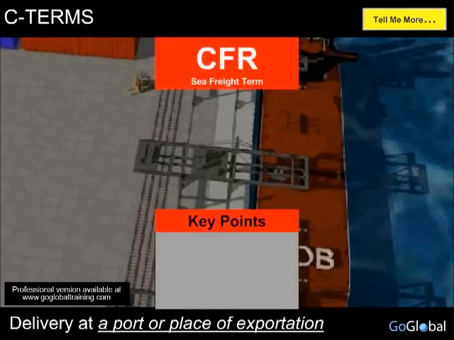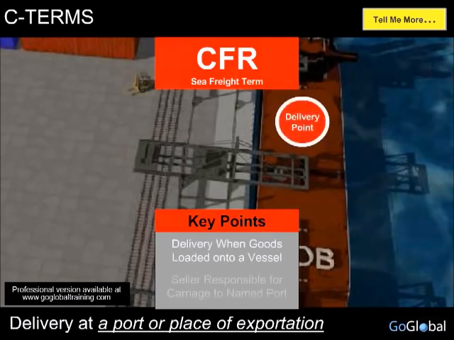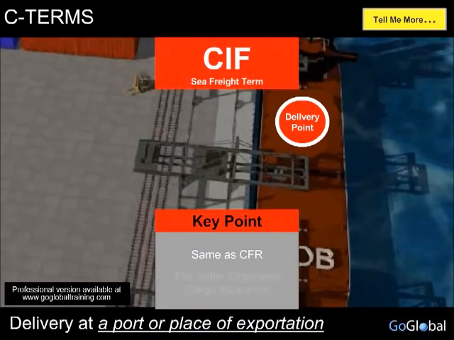The C terms used for loose cargo are CFR and CIF. With the term CFR, the seller's risks and responsibilities end when the goods are loaded onto a vessel at the port of exportation. This is the delivery point. With CIF, the seller also organises cargo insurance, usually on behalf of the buyer.